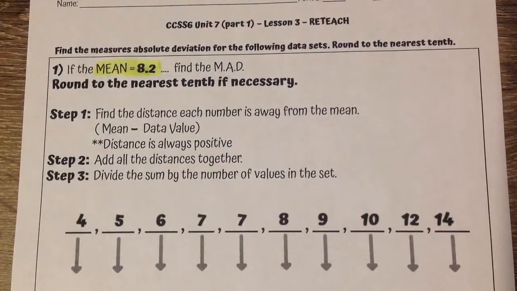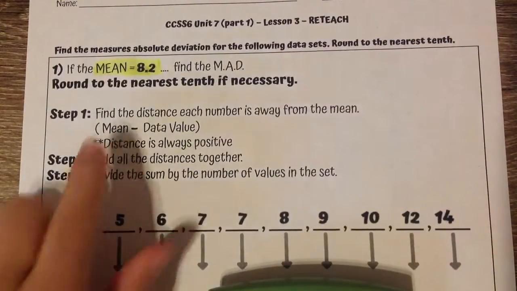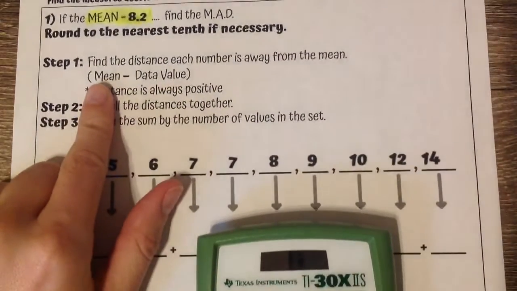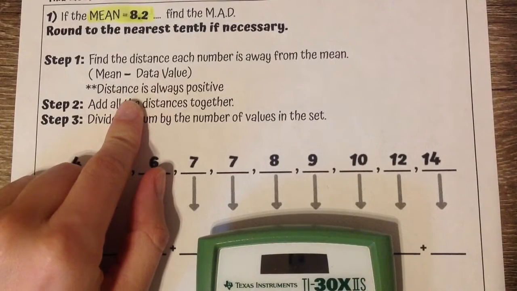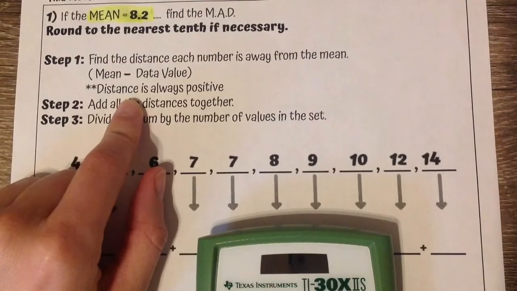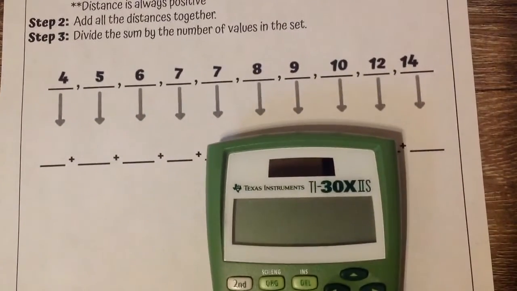So now what we're going to do is find out how far each number is away from the mean. When we're doing that, we're just taking the mean and subtracting the data value, and remembering that distance is always positive. If I go left or if I go right, it does not matter. I'm not going to say one of them is 5 feet and one of them is negative 5 feet. It's always positive values. So let's do that right now.